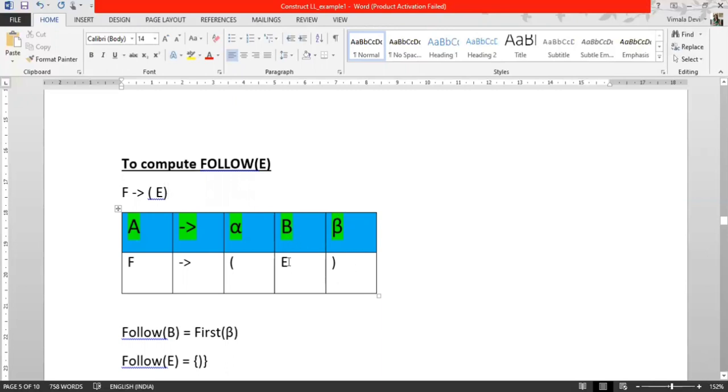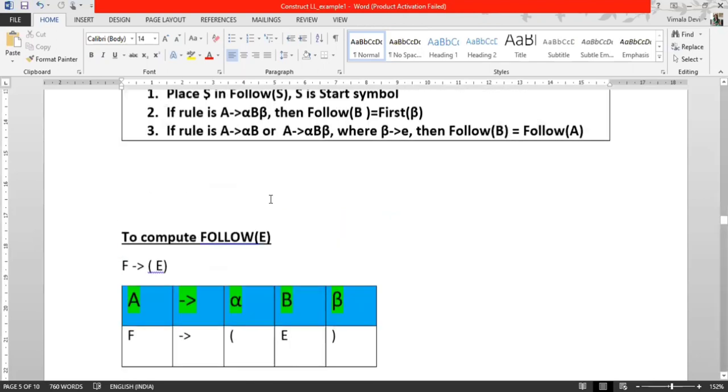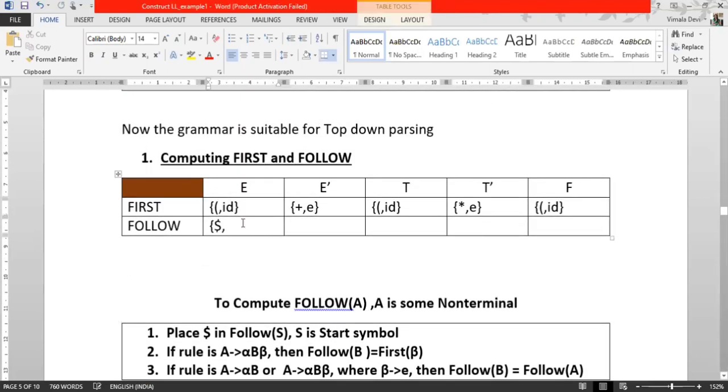So after B, there are some symbols that follow. So follow of E is equal to first of beta. In fact, it is first of close parenthesis. First of any terminal symbol is that terminal symbol itself, that is a close parenthesis. So we have identified one more symbol which is to be updated in the follow set of E. So let me update here the close parenthesis.